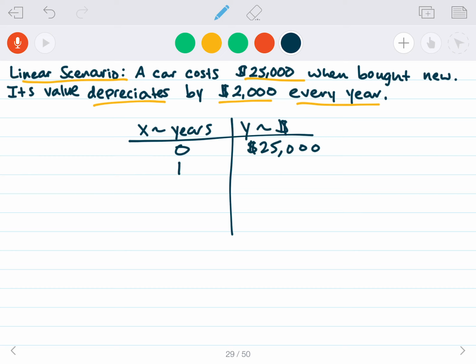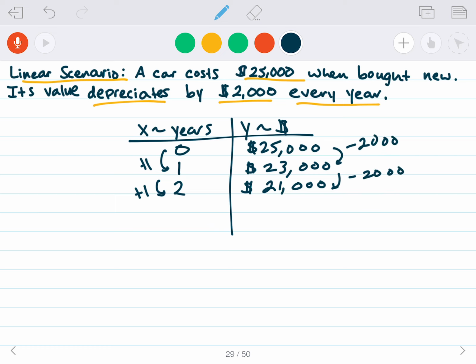So after a year goes by, it's now going to be $25,000 minus $2,000, which is $23,000. And after another year goes by, we're going to decrease again by $2,000. So 23,000 minus 2,000 is 21,000. And so forth and so forth. So the pattern here, we see that as we increase our year by 1, our value is decreasing by 2,000.